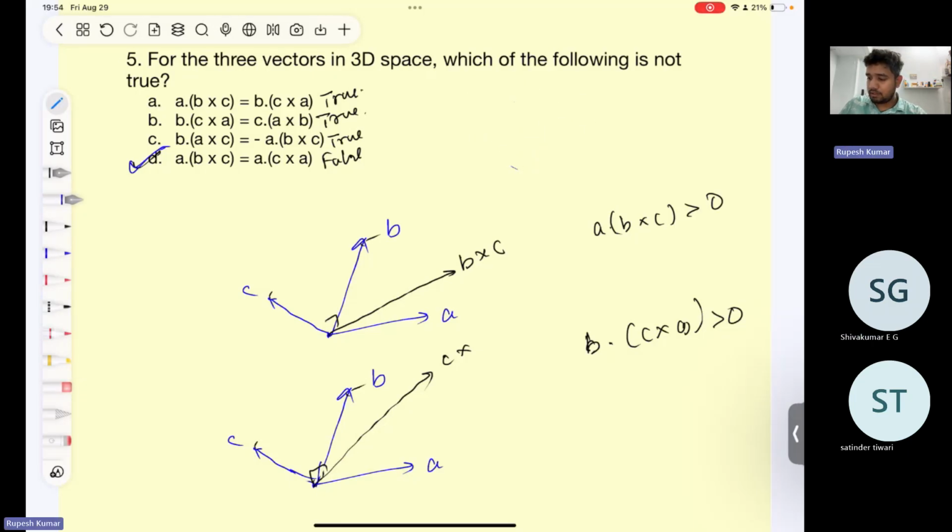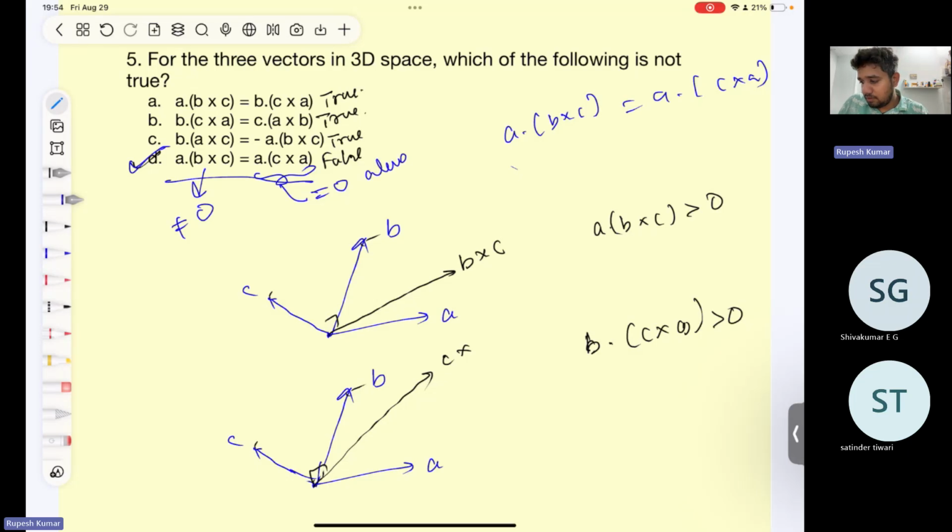But when you think of this last option, it says A dot B cross C is equal to A dot C cross A. Not necessarily is the left side zero, but this right hand side is always zero. Why? Because C cross A is perpendicular to A, and A dot something perpendicular to A has to be zero. Fine, everyone? Do you agree with this? This is a very simple observation. C cross A is perpendicular to A and A dot C cross A has to be zero. Everyone, do you agree with this?